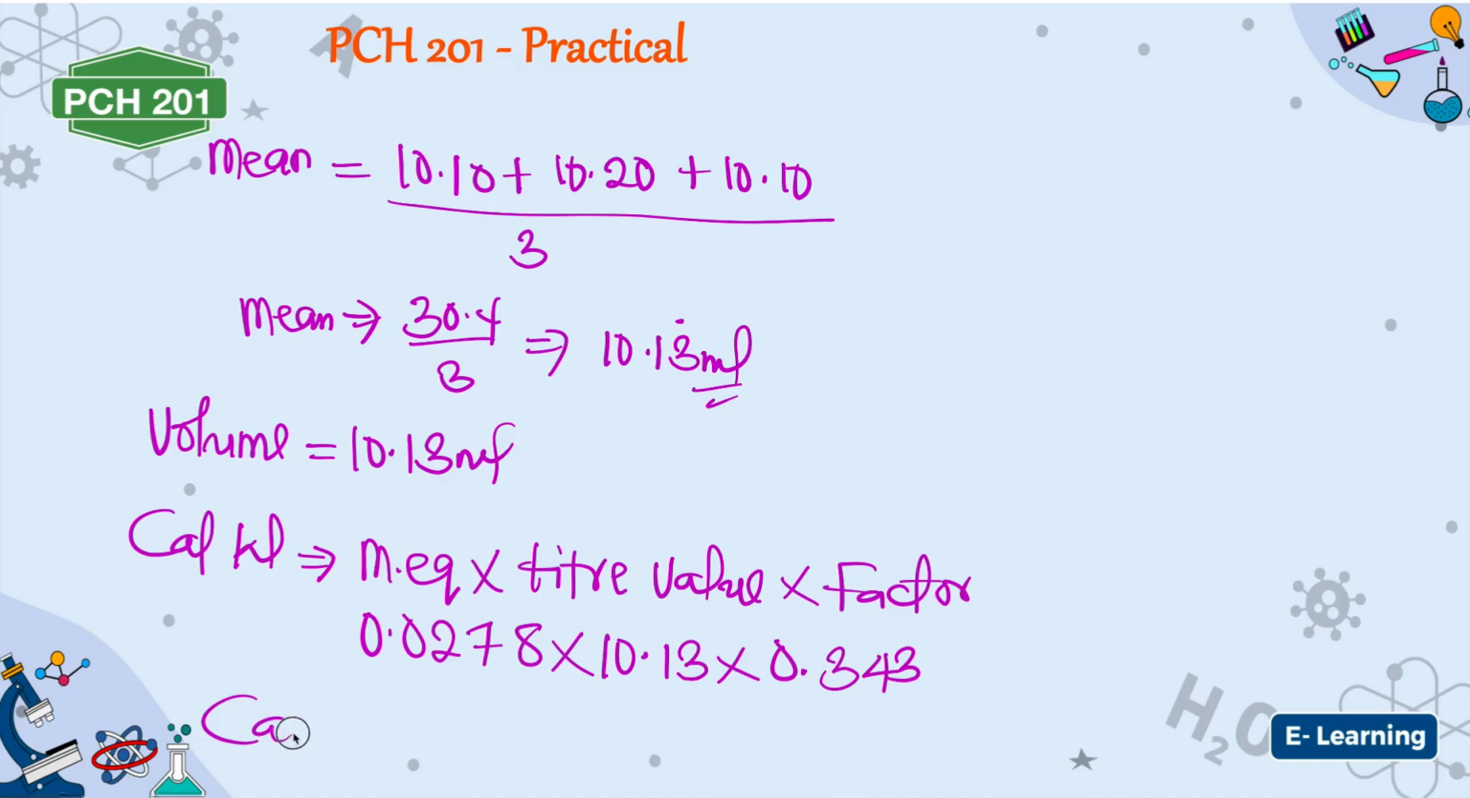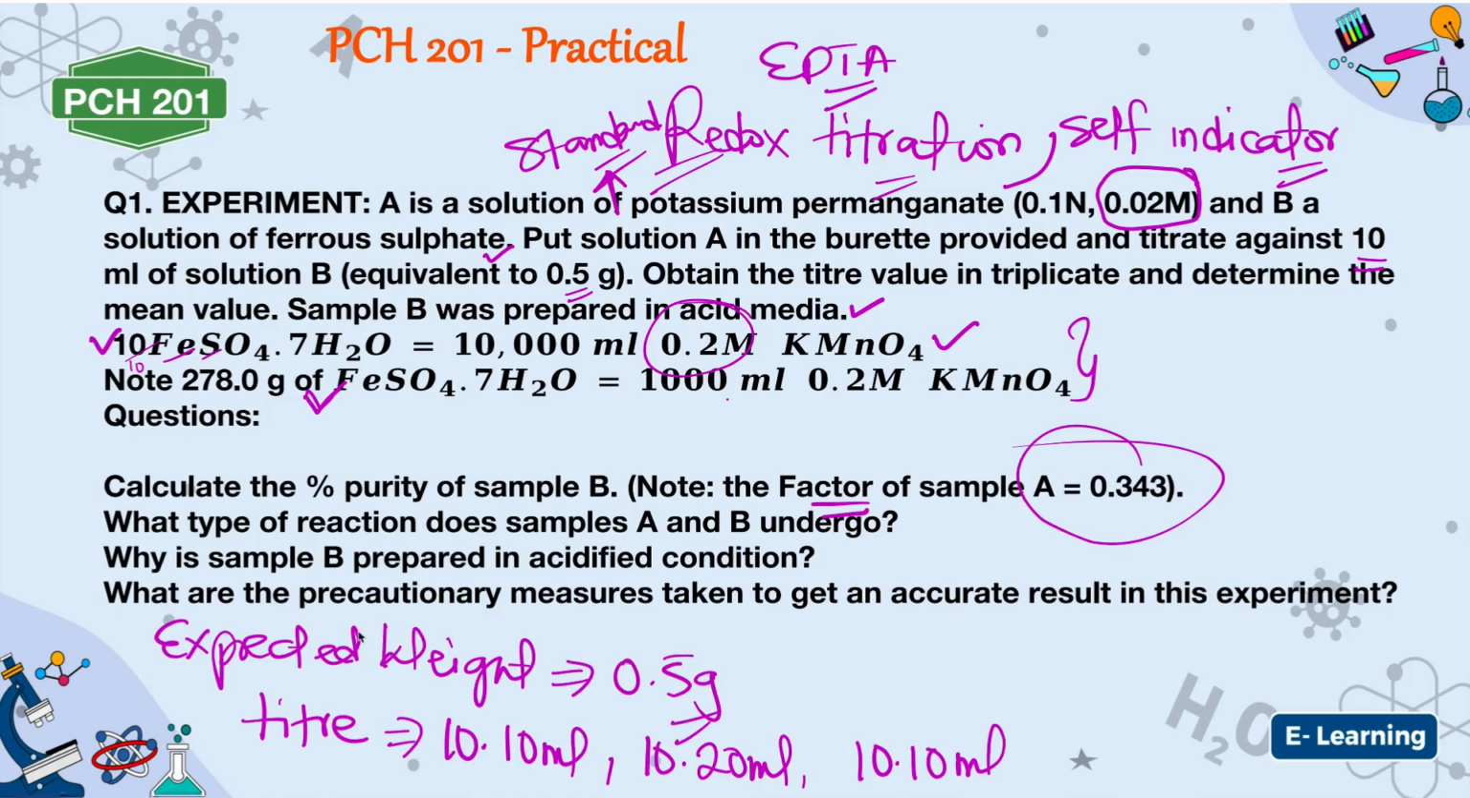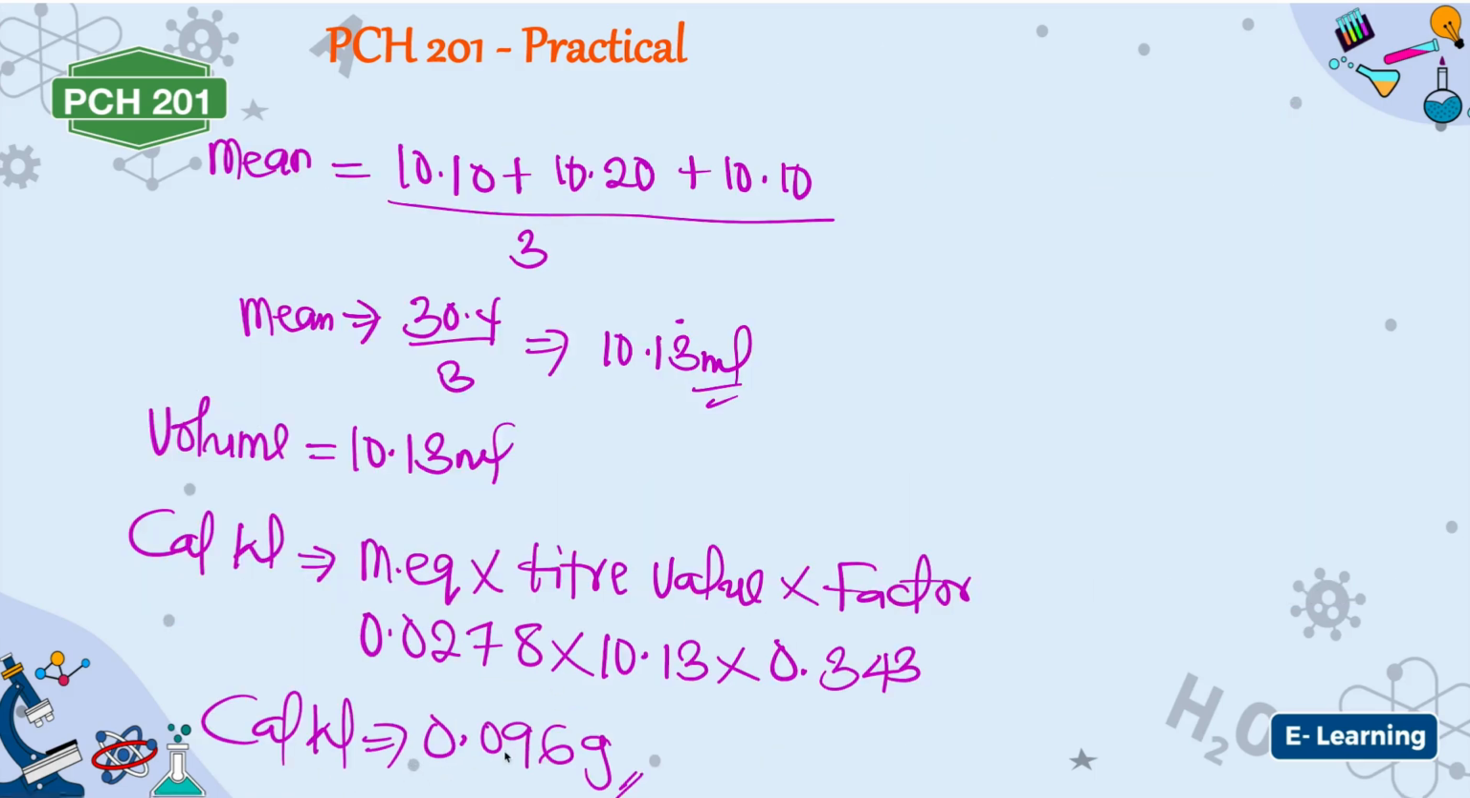Now, when you do the calculated weight, what will it give to us? That gives us 0.0278 times 10.13 times 0.343, which gave us 0.096 gram. So this is the calculated weight. Now, what was the expected weight? Expected weight is 0.5 gram. Calculated weight, what did we get?